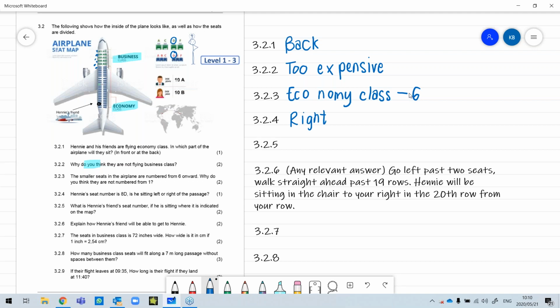Question 3.2.5, what is Henny's friend's seat number if he is sitting where it is indicated on the map? Okay, so Henny's friend, here is an arrow indicating where he is sitting. Here I already circled it with a black circle. Now, I'm not going to take too much time with this question. What you are supposed to do is count from the front to the back to determine the row that he is sitting in.